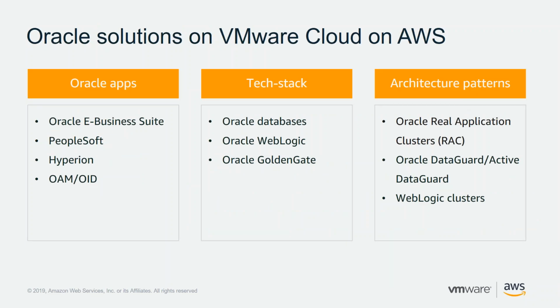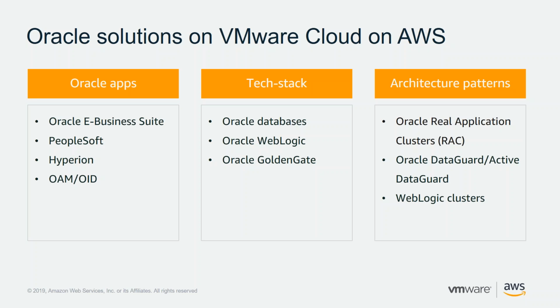So what solutions are covered in VMware Cloud on AWS? We have three major pillars with Oracle solutions. Number one is Oracle business critical applications like Oracle E-Business Suite R12, PeopleSoft, Campus and Financial Solutions, Hyperion, Oracle Access Management, and Oracle Identity Management, also called OAM and OID.